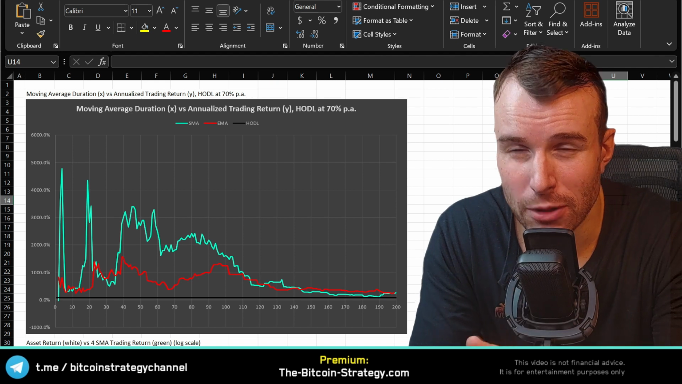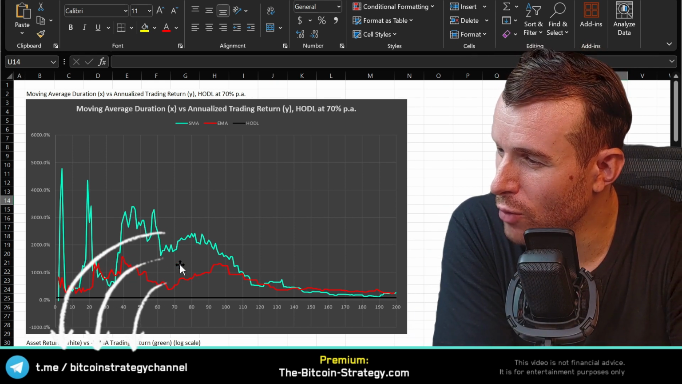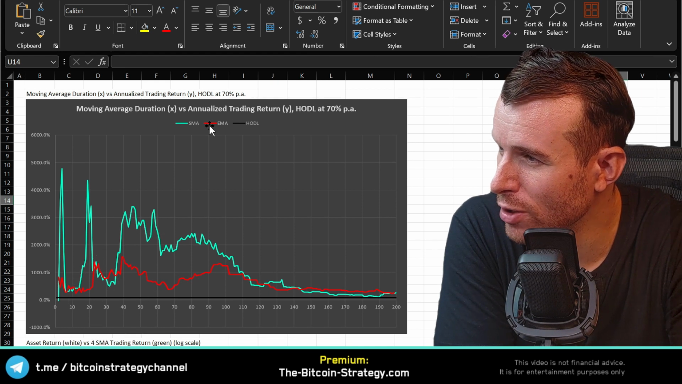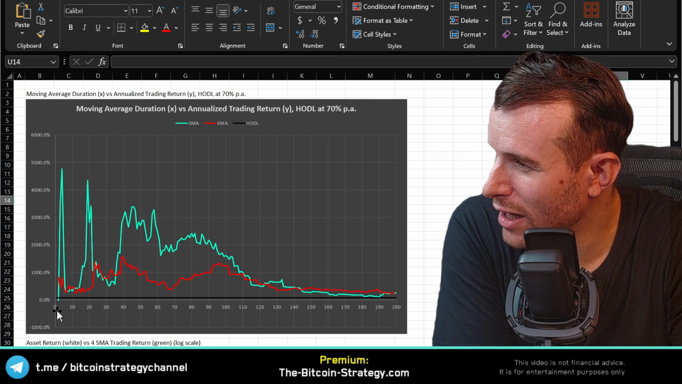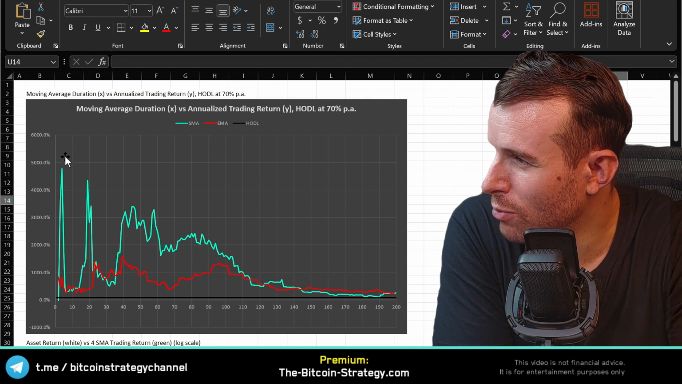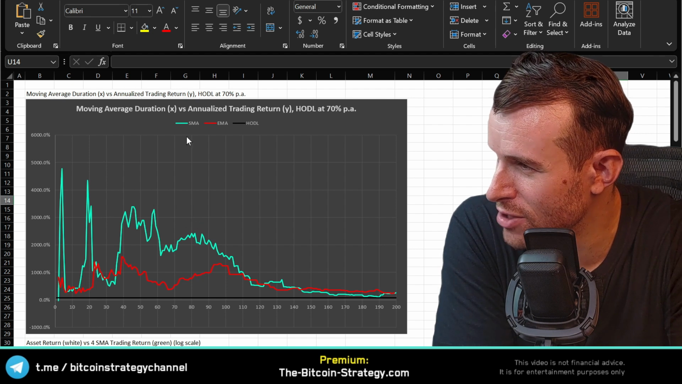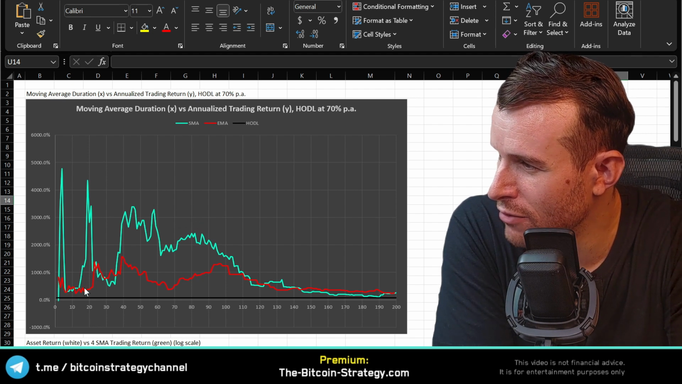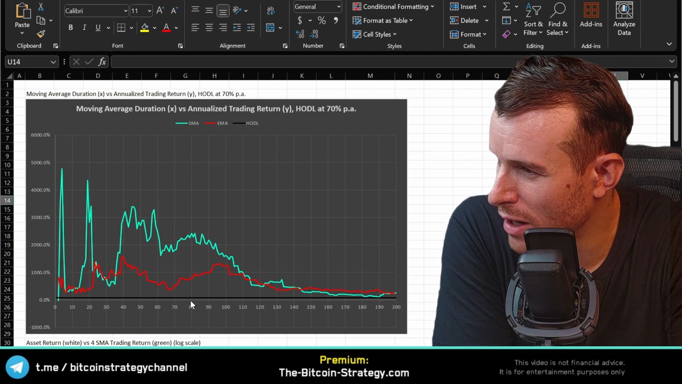Now, what I like about the strategy is that in general, this seems to have worked quite nicely. Buying and holding would have given us 70% per annum, but look at these spikes. Look at how much outperformance per annum we get when using any of those moving averages. In turquoise, we've got the simple moving average. In red, we've got the exponential moving average. Pretty much all of this outperforms buying and holding.